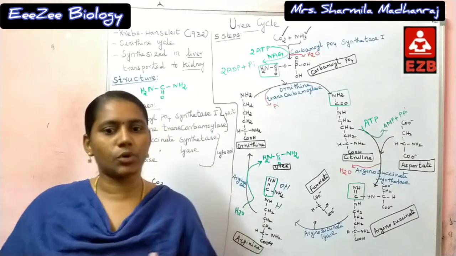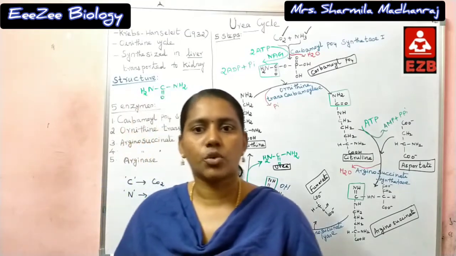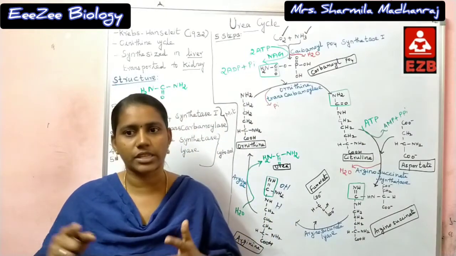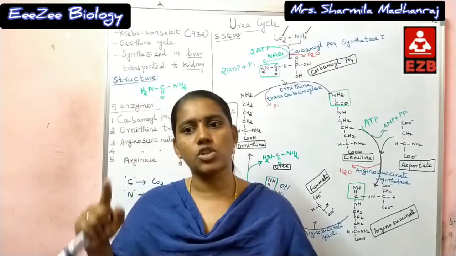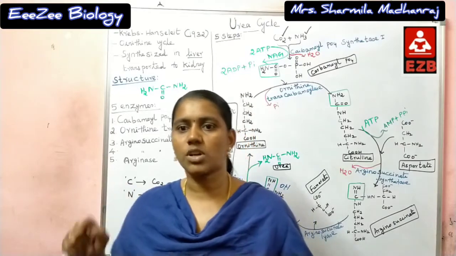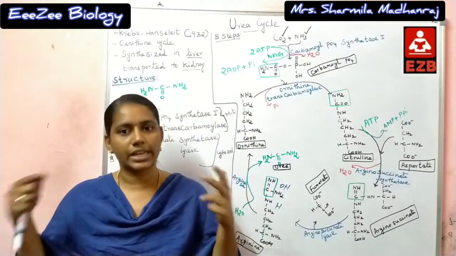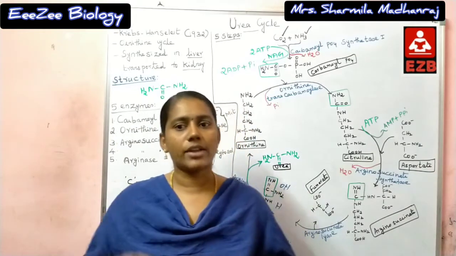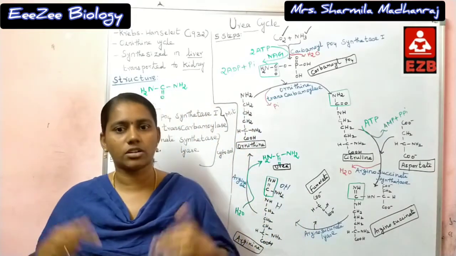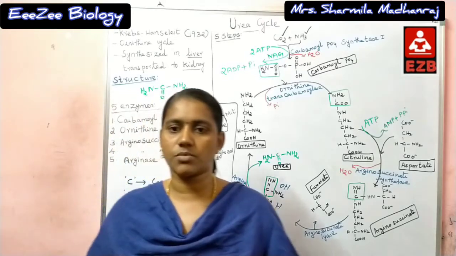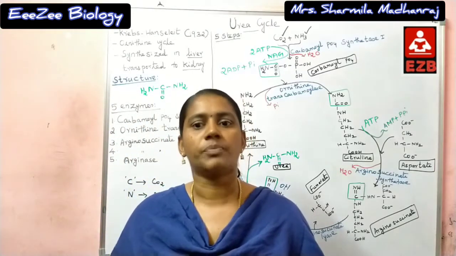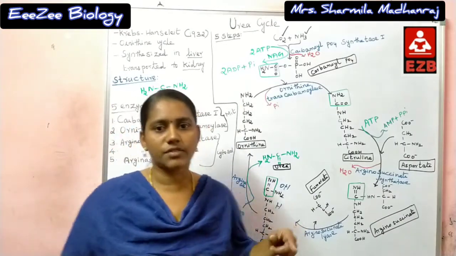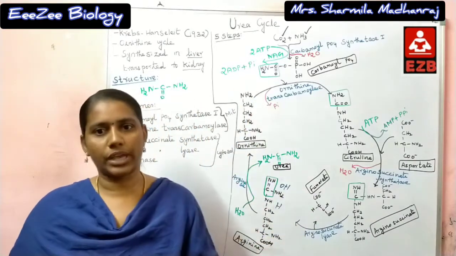Next, the urea cycle. In the urea cycle, a total of 5 enzymes are involved. The first enzymes are carbamyl phosphate synthetase 1 and ornithine transcarbamylase. These two enzymes are synthesized in mitochondria. Next, the other enzymes are argininosuccinate synthetase, argininosuccinate lyase and arginase. These three enzymes are synthesized in the cytosol. The urea cycle takes place in a total of 5 steps. Next, we will see the steps of the urea cycle.